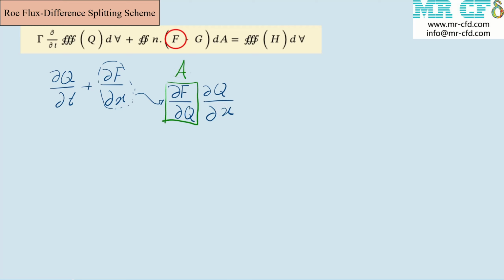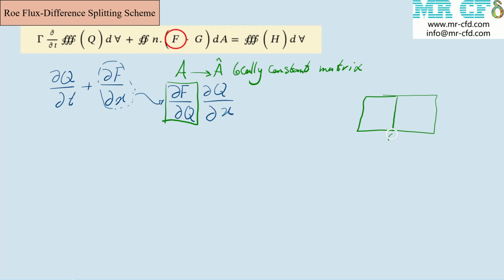The derivative of f with respect to q results in a Jacobian matrix, denoted as A. In general, since conservation equations can be nonlinear, the matrix A is not necessarily linear. However, we can approximate it using a locally constant matrix, A tilde, that satisfies certain conditions. The mapping from the vector space Q to the flux vector space F must be linear.